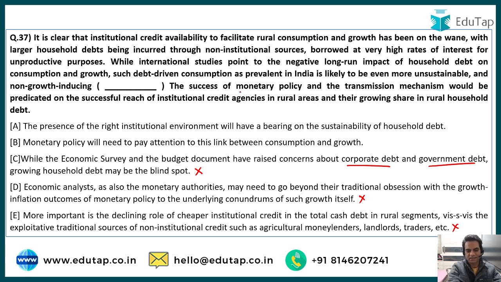See, again, we'll find the connecting link. We're talking about monetary policy in the next sentence. So I think the correct option here is option number B. Right, so this does not make sense. So let's read it together. While international studies point to the negative long-run impact of household debt on consumption and growth, such debt-driven consumption as prevalent in India is likely to be even more unsustainable and non-growth inducing. Monetary policy will need to pay attention to this link between consumption and growth. The success of monetary policy and the transmission mechanism would be predicated on the successful reach of institutional credit agencies in the rural areas and their growing share in rural household debt. So for me, correct option here is option number B.